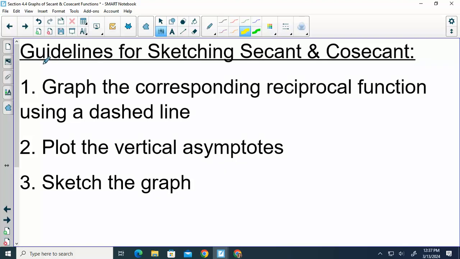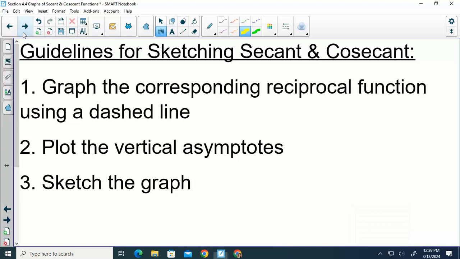So when we graph secant and cosecant, we have to graph the corresponding reciprocal function using a dashed line or just lightly draw it in. And we'll plot our asymptotes and then we'll sketch our final graph.